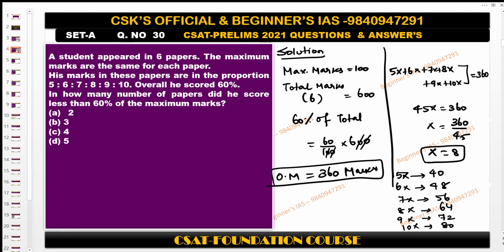In how many papers did he score less than 60%, which means less than 60 marks? 1, 2, 3. So therefore the answer for this question is option B, 3. Anybody having a doubt here? No, sir. No doubt, clear.